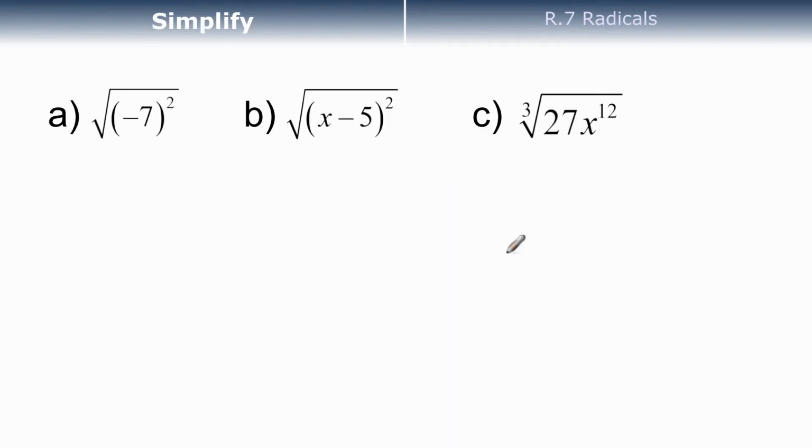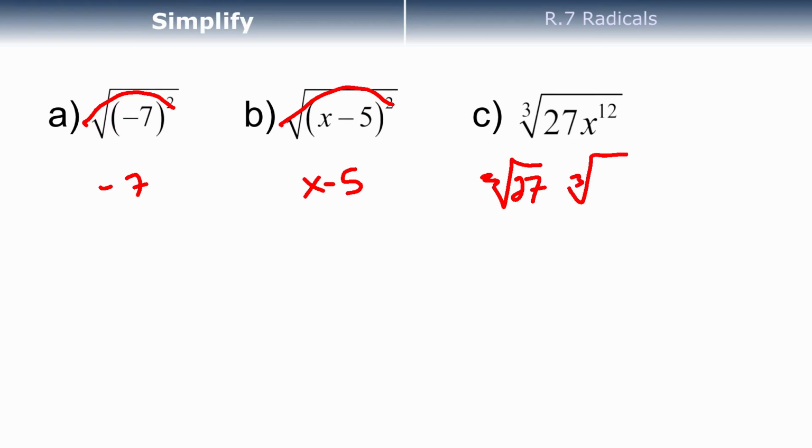So let's look at a couple of those rules. Here's a square root of a square. Those two cancel, so my answer is just negative 7. Square root of a square, cancel, the answer is x minus 5. This one is a product, so let's separate those. It'd be the cube root of 27 times the cube root of x to the 12th. The cube root of 27 is actually 3, because 3 times 3 times 3 is 27.